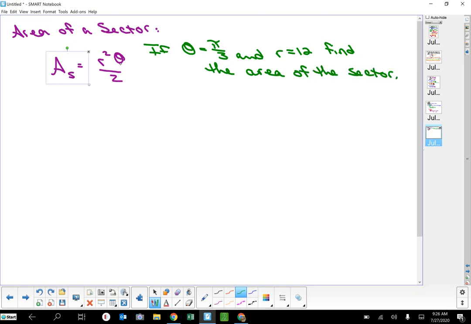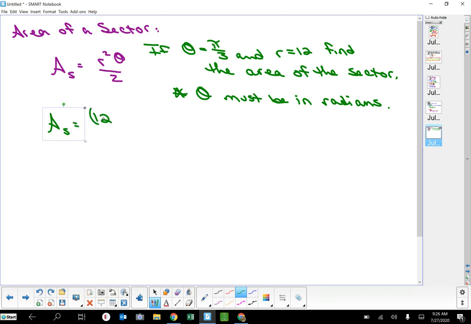This one, again, be sure that theta must be in radians before beginning. And this one is, right? So we have area of a sector. R is 12. So we have 12 squared times pi over 3 all over 2.